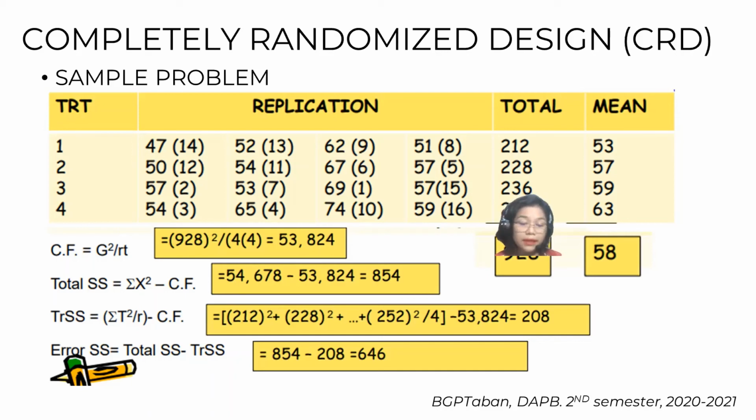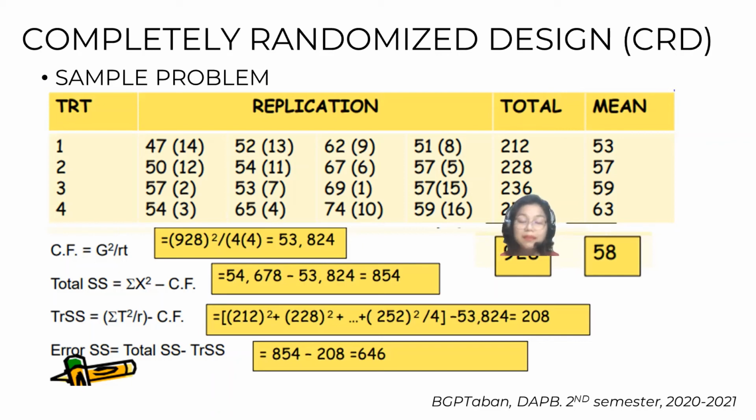I-divide po muna pala natin siya ng 4. So the answer is 54,032. I-subtract po natin yung ating correction factor, which is 53,824. So the answer is 208. Verify nyo din po sa inyong calculator. Okay po, sana po ay meron kayong calculator ngayon. Hindi po tayo parang nanonood lang ng vlog, kundi nag-aaral din po tayo habang nanonood.